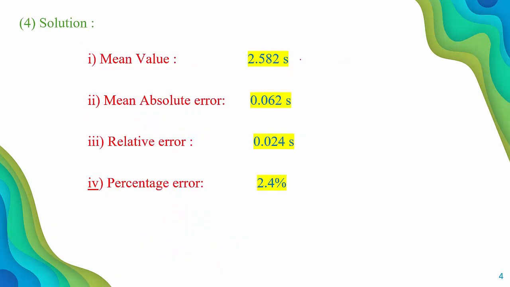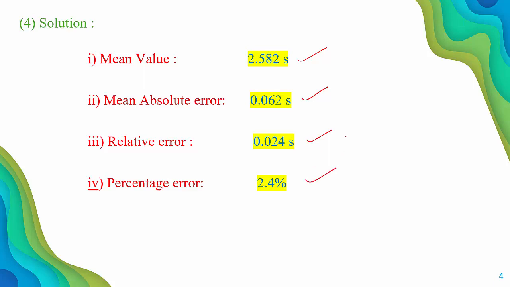Mean value we can get 2.52 seconds. Mean absolute error we got 0.062 seconds. Relative error is 0.024 second. And at last, percentage error we got 2.4%.